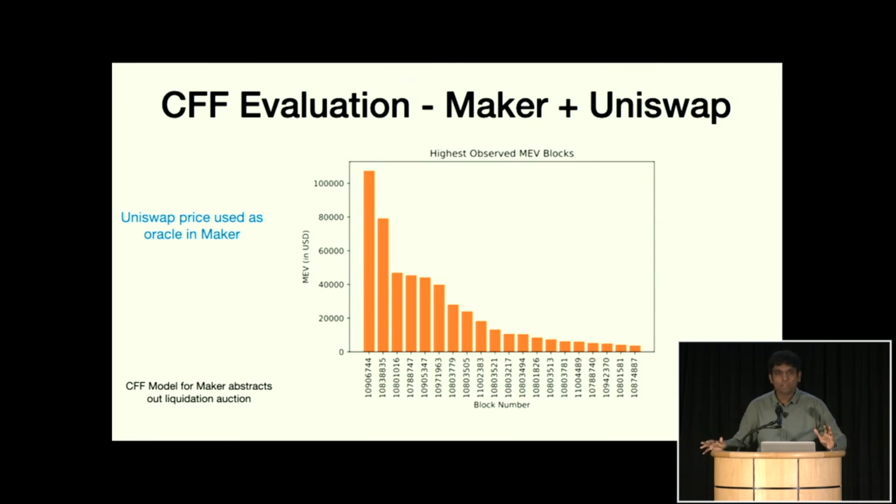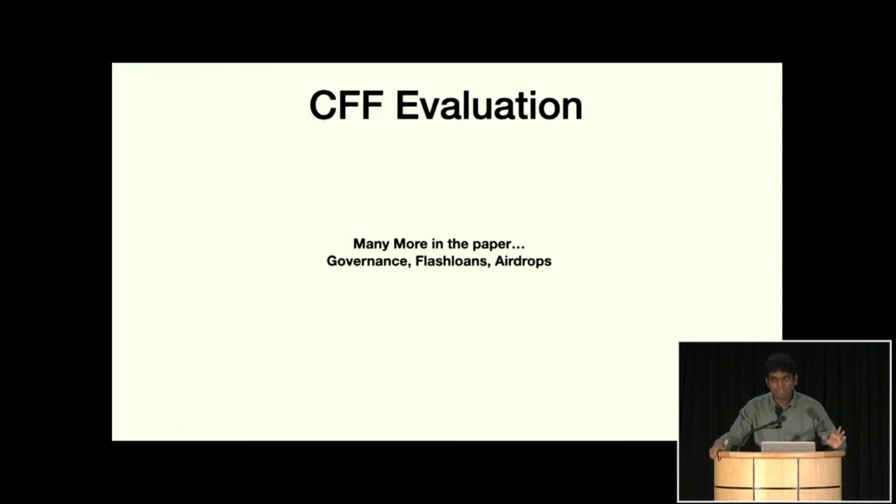Just to give an intuition of why this composition experiment is important, if you use Uniswap price in Maker, you can actually manipulate the Uniswap price and then liquidate some positions on MakerDAO and gain some profits. We have many more CFF evaluations on different kinds of contracts, governance contracts, flash loans, airdrops. I would encourage you to have a look at the paper.